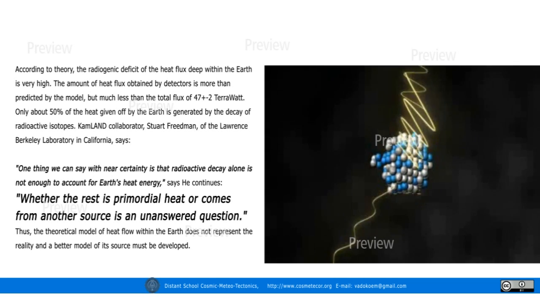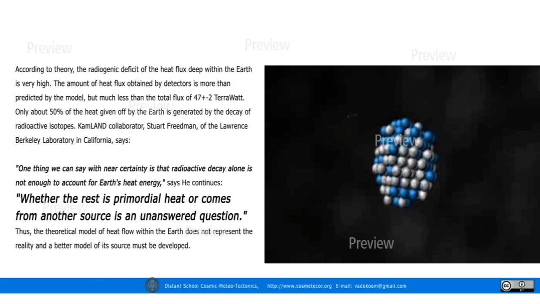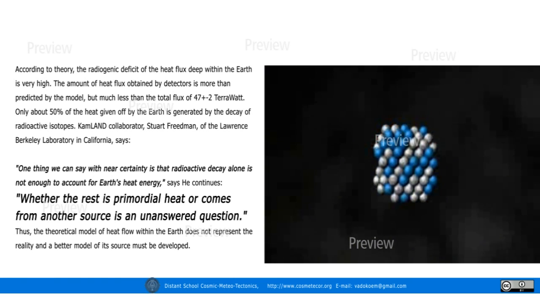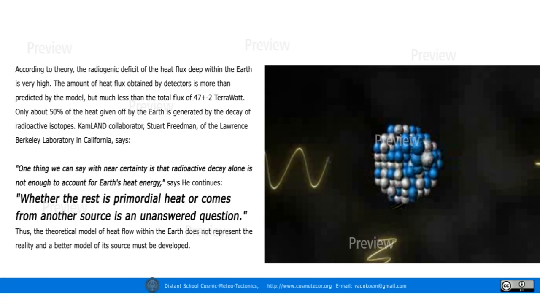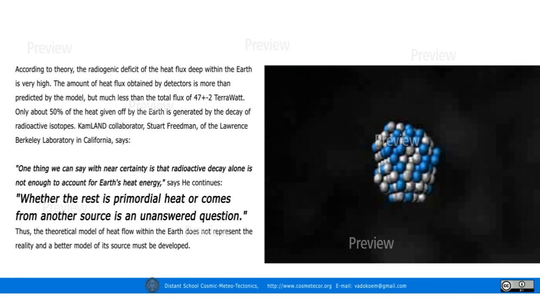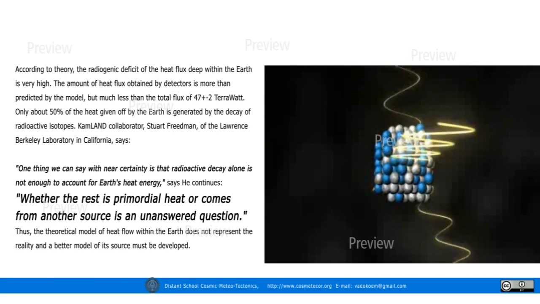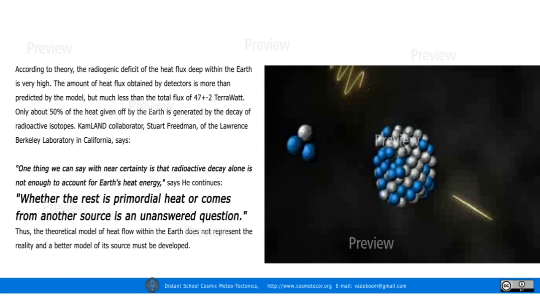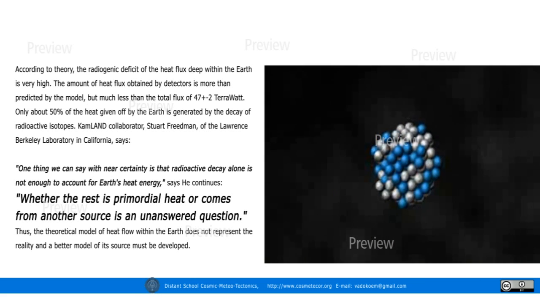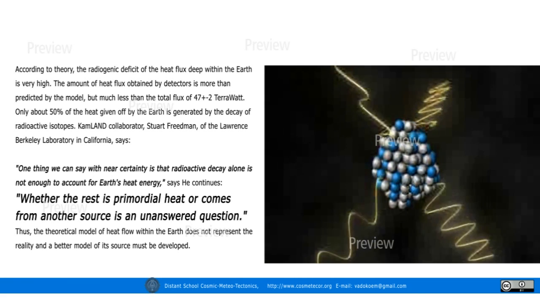According to theory, the radiogenic deficit of the heat flux deep within the Earth is very high. The amount of heat flux obtained by detectors is more than predicted by the model, but much less than a total flux of 47 plus or minus 2 terawatts. Only about 50% of the heat given off by the Earth is generated by the decay of radioactive isotopes.